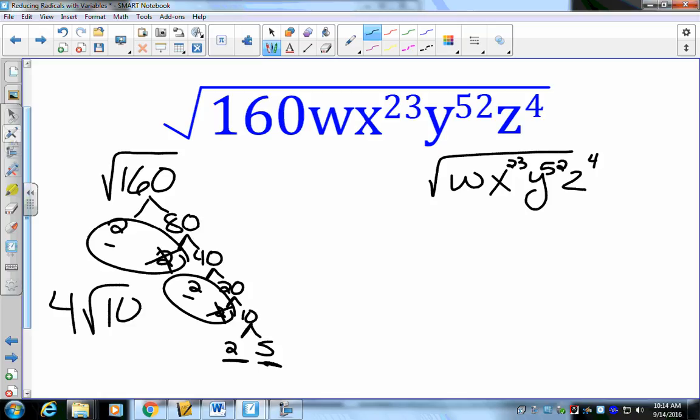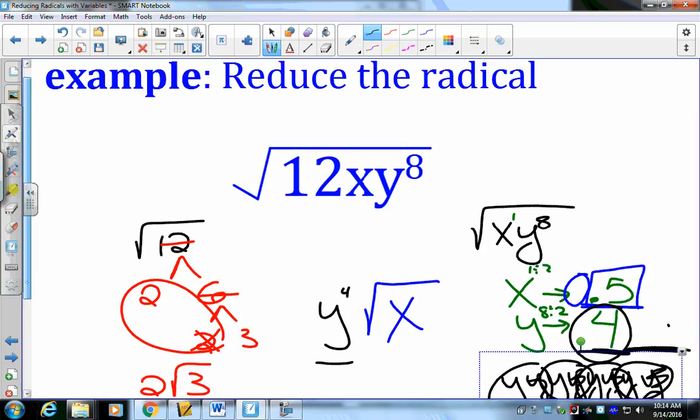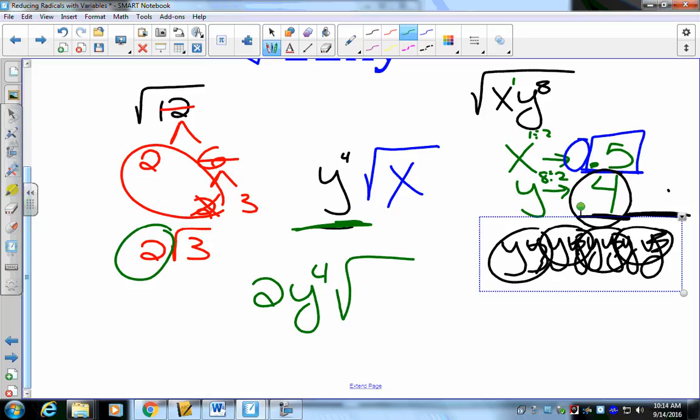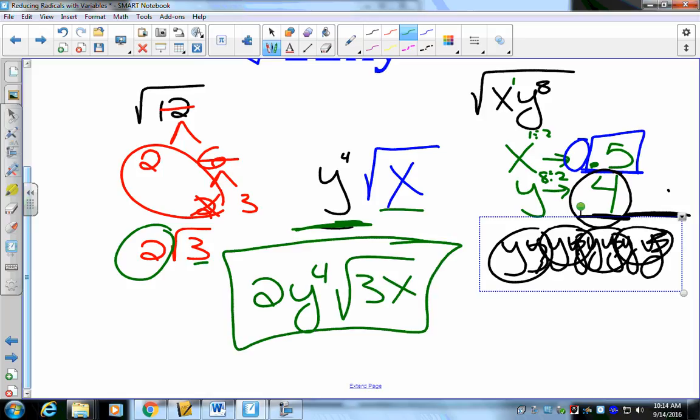Oh, you know what I just realized? I forgot to write my final answer on the previous example. I'm so sorry. Remember, we do need a final answer that combines everything. So on the outside, I have the 2 and the y to the 4th. And underneath, I have a 3 and an x. So just make sure you do that final step. Sorry about that. Okay, back to our current example.